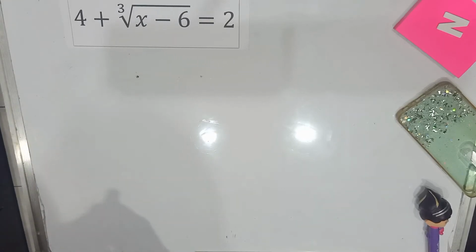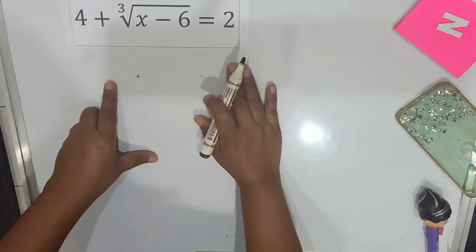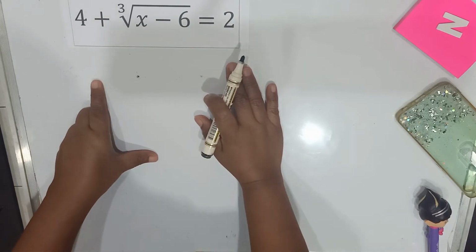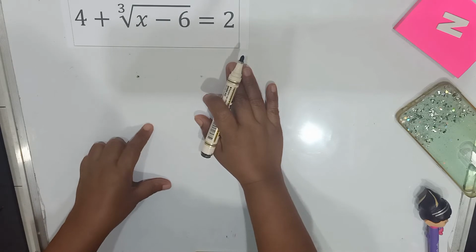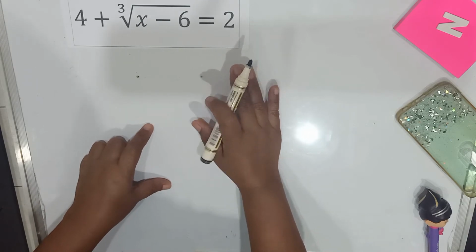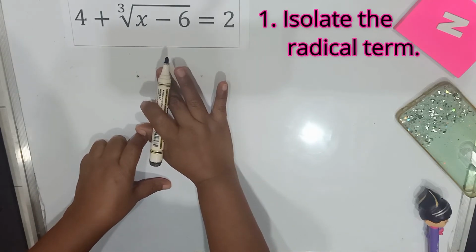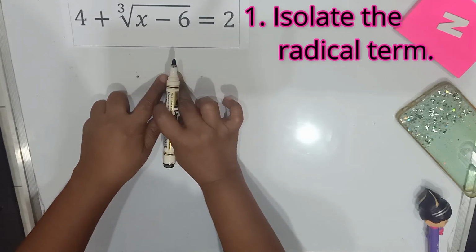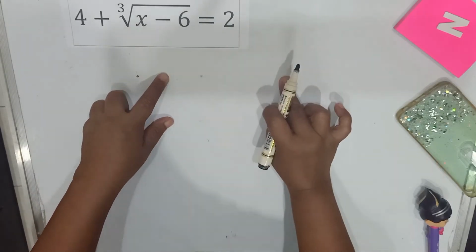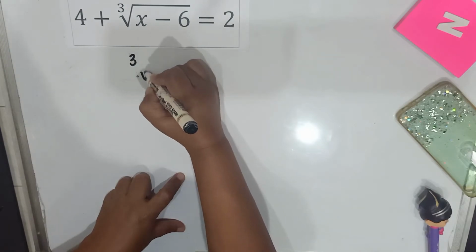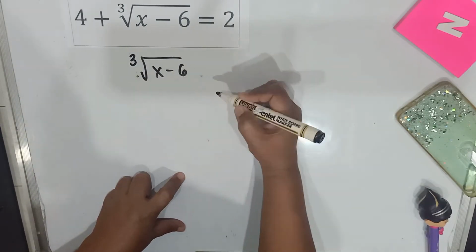This time, we are going to solve this radical equation: 4 plus cube root of x minus 6 is equal to 2. Remember the first step in solving a radical equation? We have to isolate the radical term. So we have to leave just the radical term here, equals the other terms. So cube root of x minus 6.